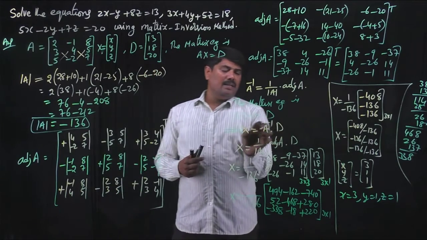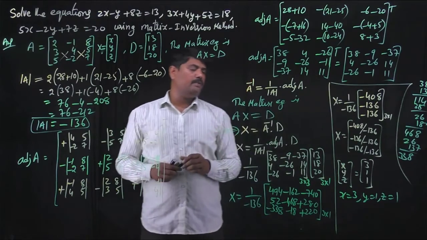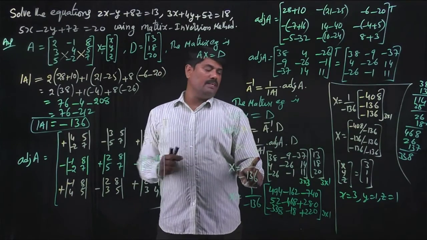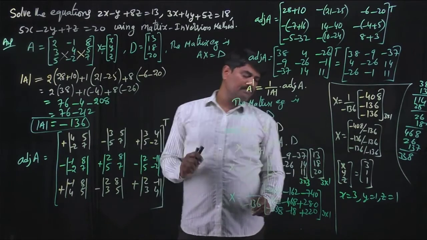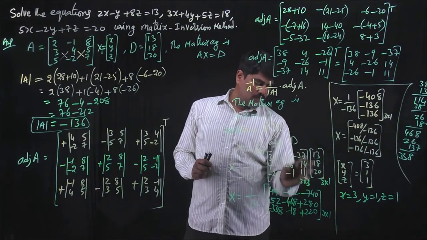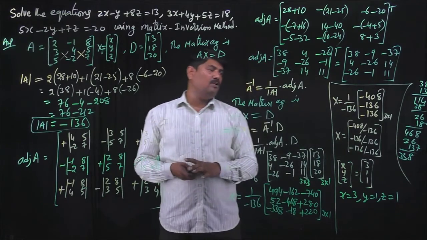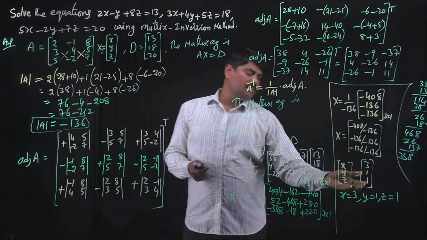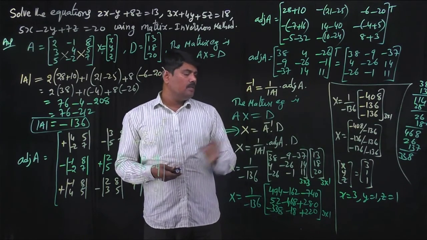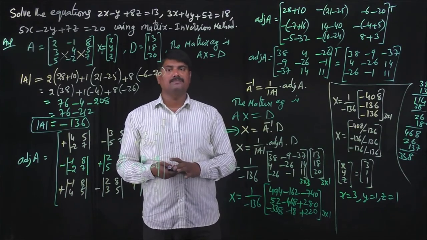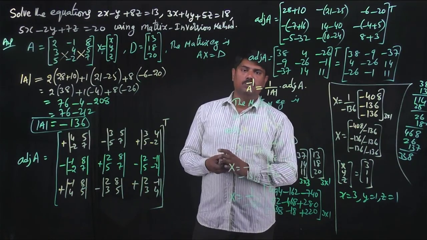So to find X, A inverse has the formula 1 by det A into adjoint A, into D. Det A is minus 136, adjoint A we already obtained, and D is the constant matrix. Multiplying 3 by 3 and 3 by 1, you will get a 3 by 1 matrix. Later, finally dividing each element by the det A value, you will get this. Comparing both matrices and equating the corresponding elements, you can find the values of x, y, z. So this is how you use the matrix inversion method to solve the given non-homogeneous equations.